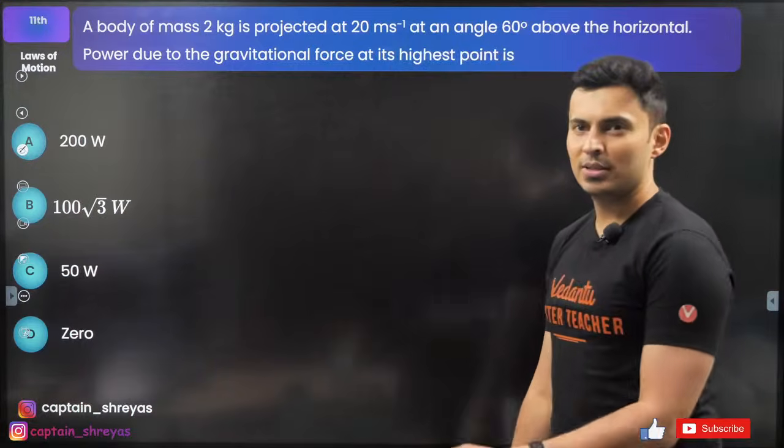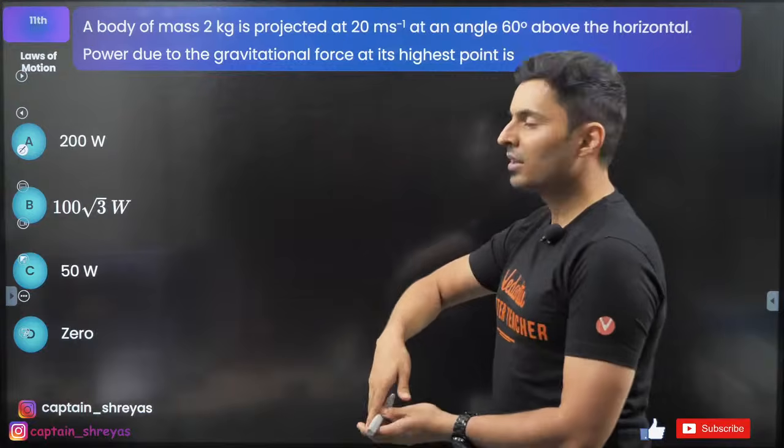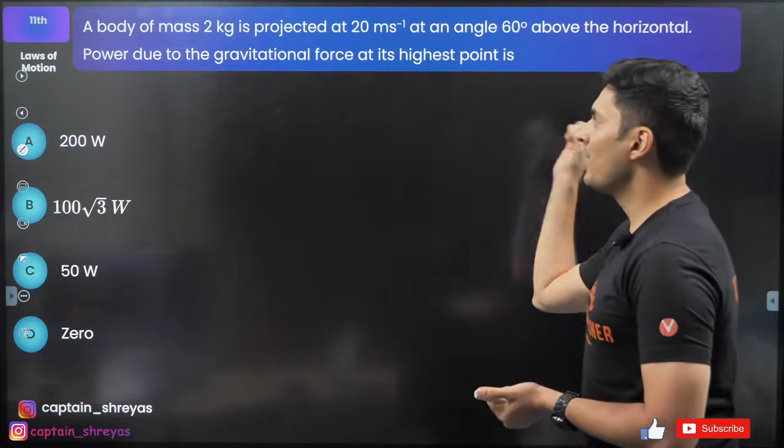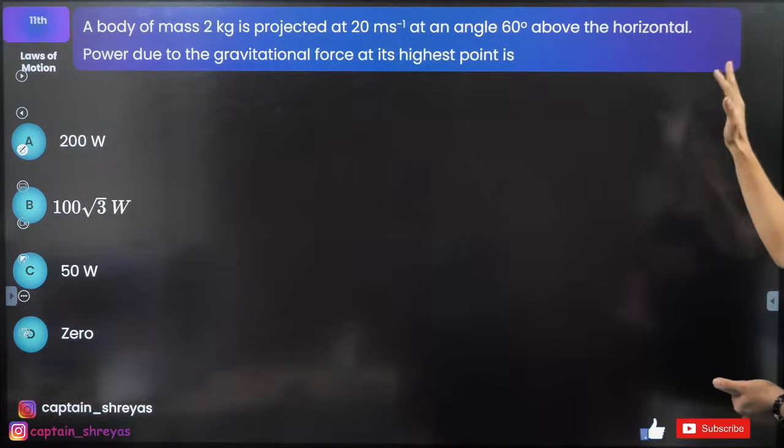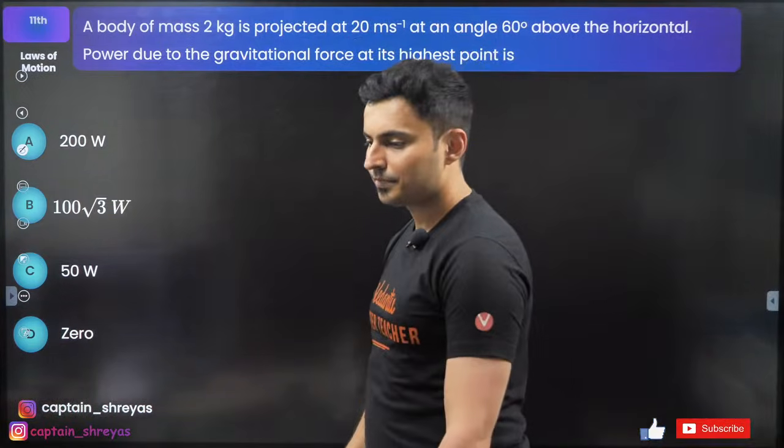This is very simple. You should be able to answer this within probably 10 seconds, not more than that. Come on, I'm waiting for all of you. A body of mass is thrown at some speed at an angle of 60 degrees above the horizontal. The power due to gravity at the highest point is?